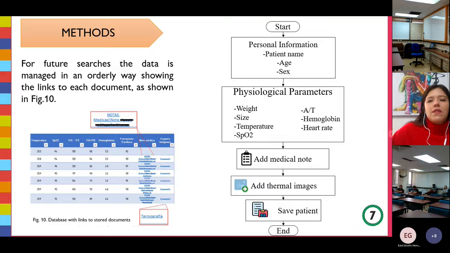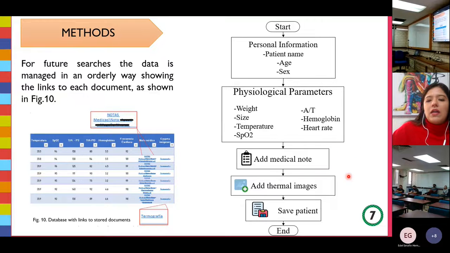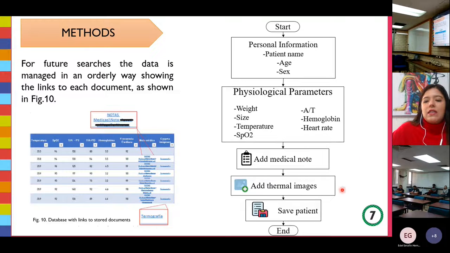We use these steps in order to collect the information. We start with taking the personal information, then the physiological parameters: size, temperature, hemoglobin, and heart rate. We add all the data in the digital book, another medical note. After that, we add the thermal images and save the patient, having a database with all the data of the patient.